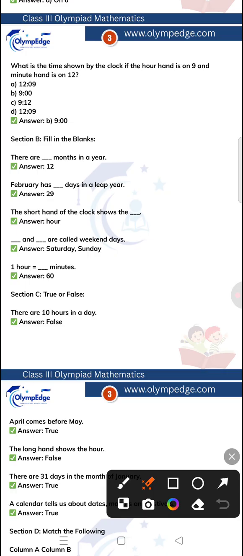Then dash and dash are called weekend days. So Saturday and Sunday are called the weekend days, right? So here you have the answer. Then 1 hour is equal to dash minutes. We have 60 minutes in 1 hour. So the answer is 60.